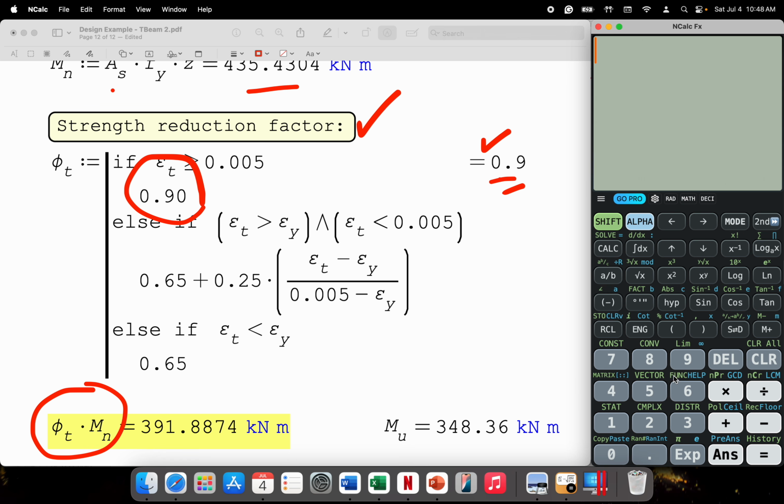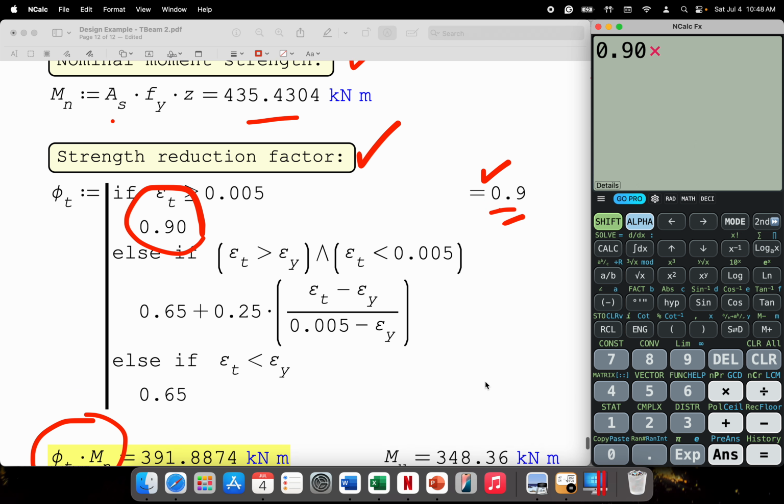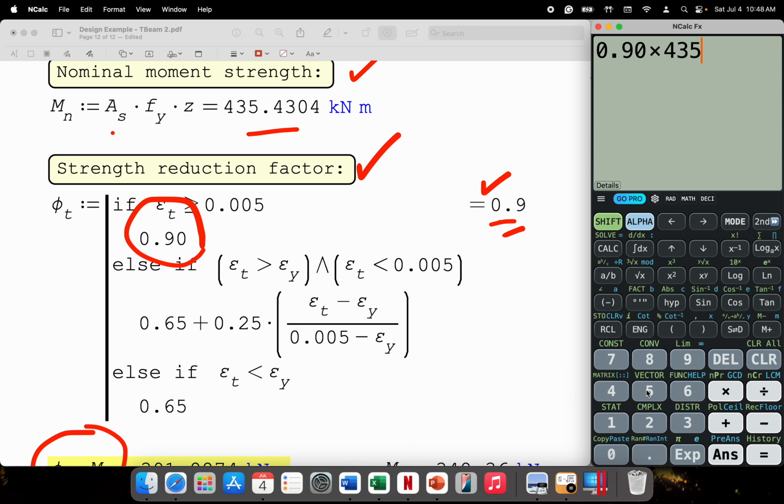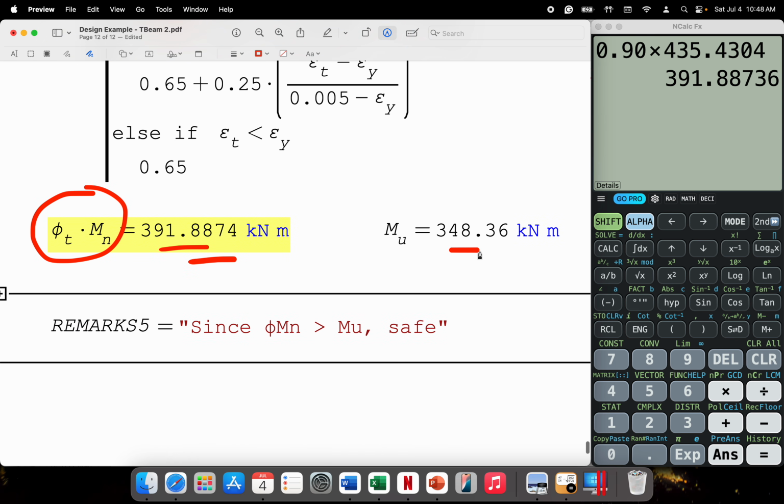So, 0.9 times 435.4304, you'll get 391.874. If we're going to compare it dun sa ating factored moment na 348 lang, so yung capacity is greater than our demand. Therefore, safe yung ating beam, T-beam for flexure.